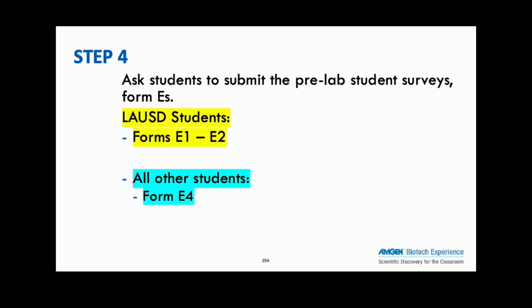Once you have picked up your ABE kit, but before starting the labs, you are ready for Step 4. In Step 4, you'll ask your students to submit the correct pre-lab student surveys, or Form Es. For LAUSD students, this includes a data release survey that parents must fill out, titled Form E1, and a student pre-lab survey titled Form E2. For all other students, they have to fill out Form E4, which is just a student pre-lab survey.